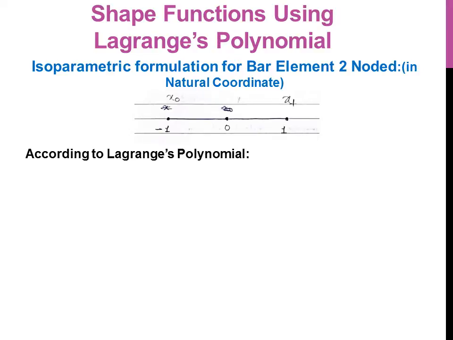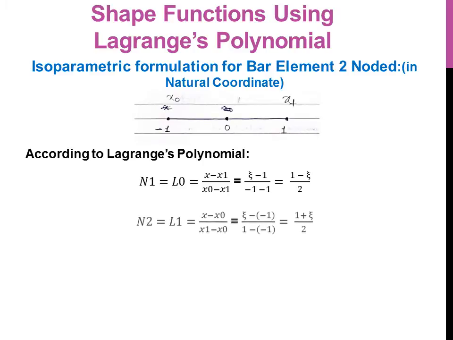Suppose we want to derive the coordinate value for x. According to the Lagrangian polynomial, shape function N1 is equal to L0, which is equal to (x minus x1) divided by (x0 minus x1). But what is the value of x? x is an arbitrary coordinate having the coordinate zeta. And what is the value of x1? The value of the x1 coordinate is 1. So zeta minus 1. Now what is the value of x0? x0 is -1 and x1 is 1. So (zeta minus 1) divided by minus 2 is equal to (1 minus zeta) upon 2.